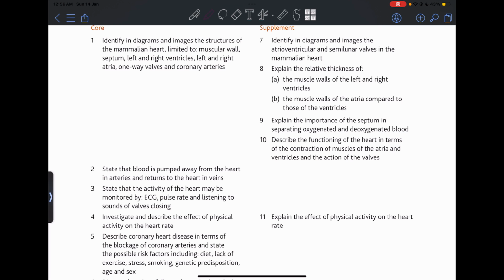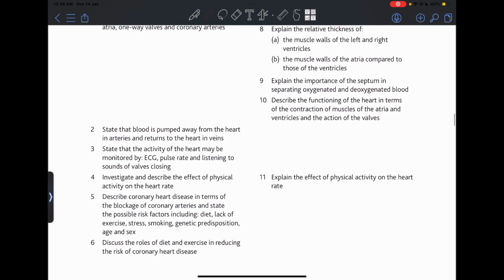Now the muscle walls of the atria compared to those of the ventricles: the atria muscle walls are very thin compared to the ventricles, because the ventricles pump the blood towards the aorta and the lungs, so they have to be in high pressure. Explain the importance of the septum in separating oxygenated and deoxygenated blood.